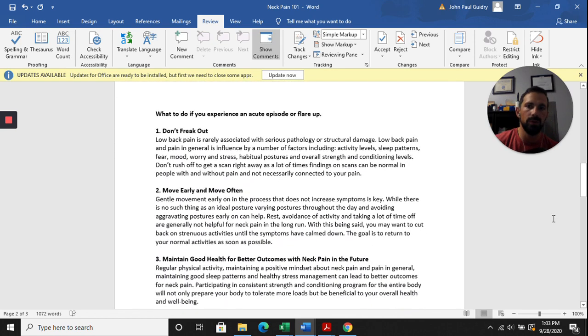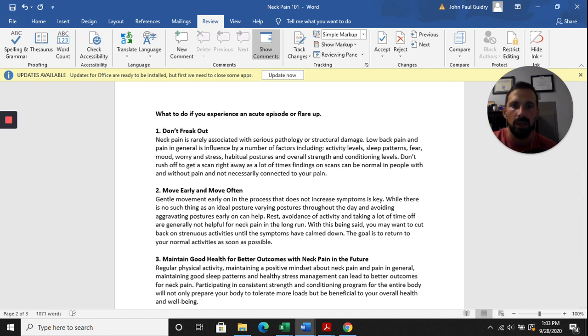So what do we do if we experience an acute episode or flare-up of neck pain? So for the most part, number one, don't freak out. Okay, for the most part, neck pain and most pain in general, unless you've had a traumatic injury, is rarely associated with serious pathology or structural damage.